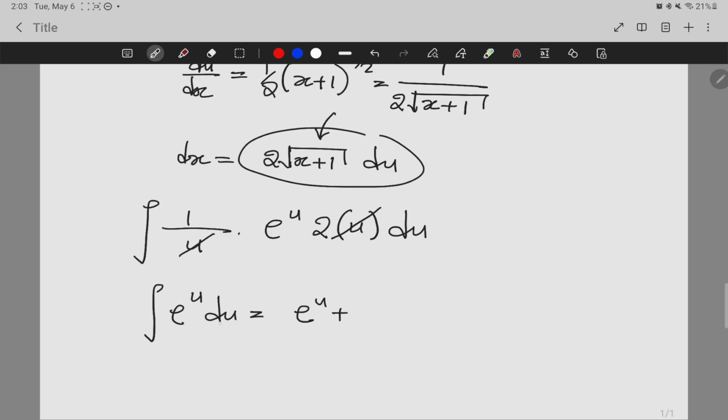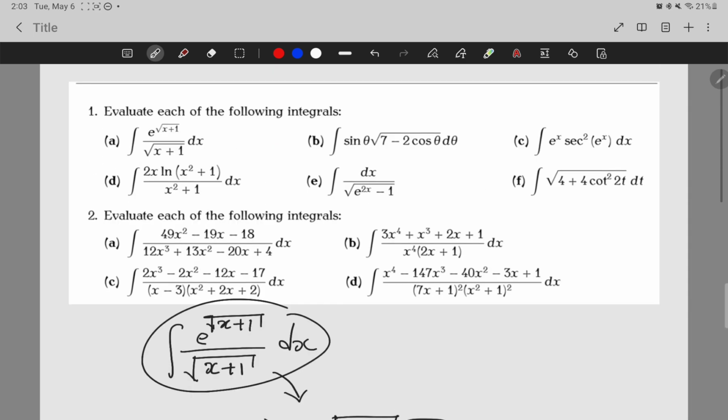So since we are doing this without limits, this will be plus the constant of integration. And of course, when we bring back what u is, the solution becomes e to the power root x plus 1 plus that constant of integration. So that becomes our solution to this problem. Let's look at our second problem.